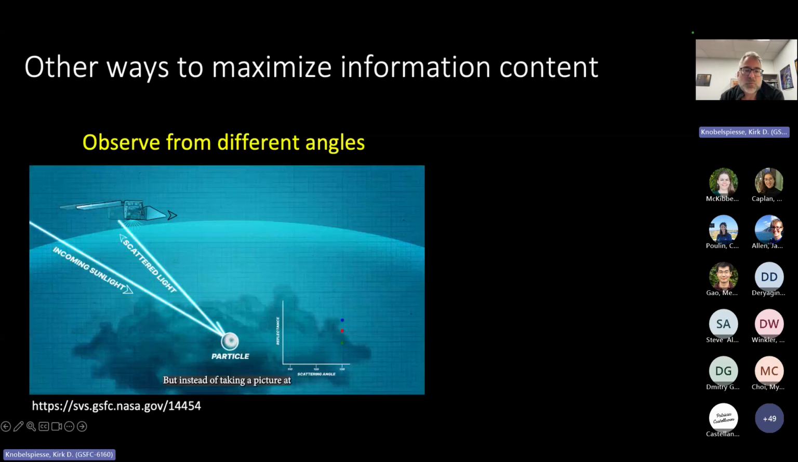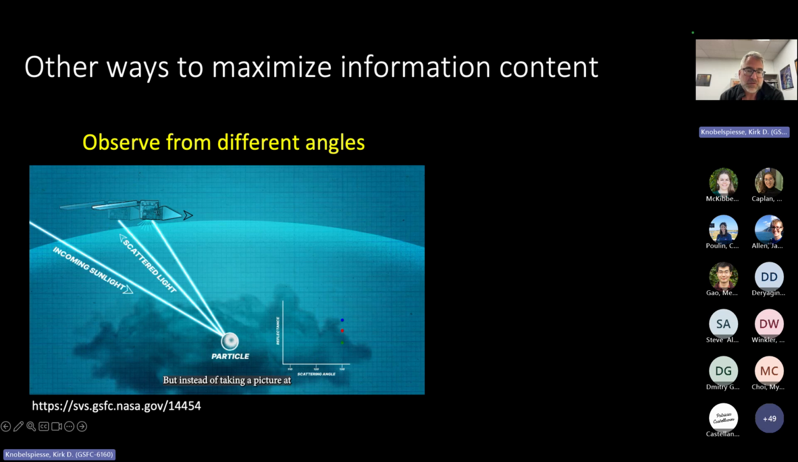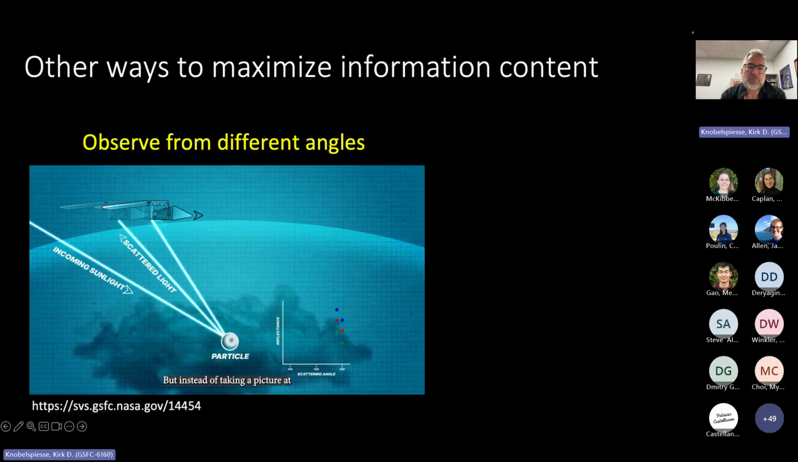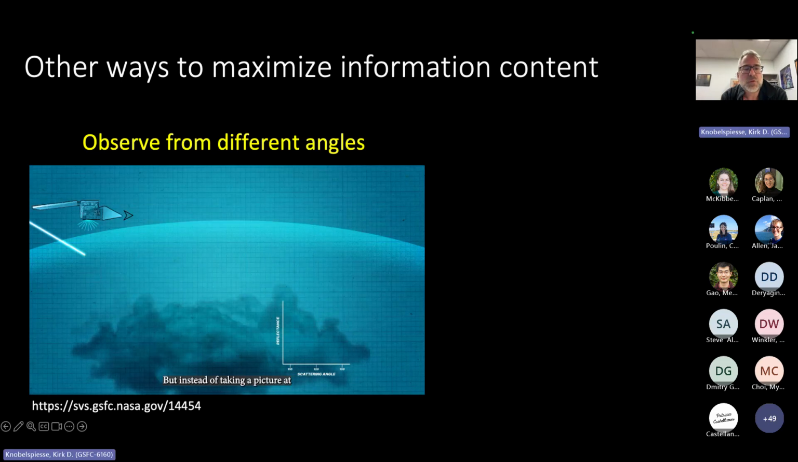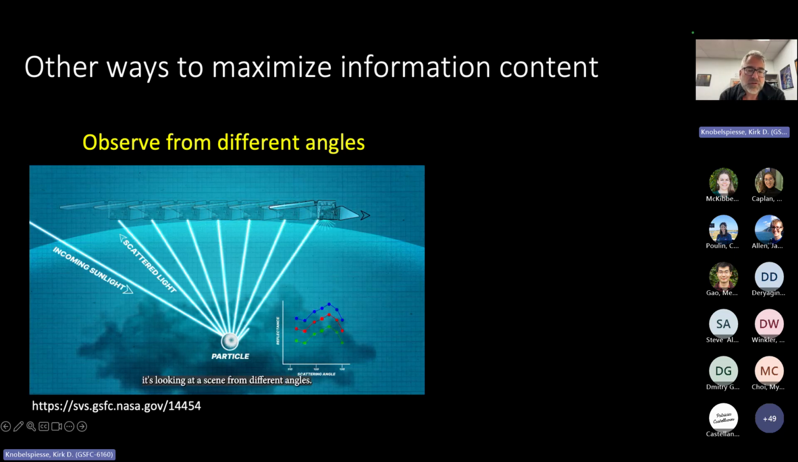So I want to emphasize that the instruments that we have on PACE, HARP2 and SPEXone are multi-angle polarimeters. So it's not just that they're sensitive to light polarization, which I'll talk about in a moment, but they are sensitive to multiple angle measurements of a scene. And so this little animation, which is from a nice video about the multi-angle polarimeters created by the Science Visualization Studio at Goddard, shows how we observe multiple scattering events off a particle as a spacecraft passes over, and that multiple pieces of information tell us about what's happening in the scene.